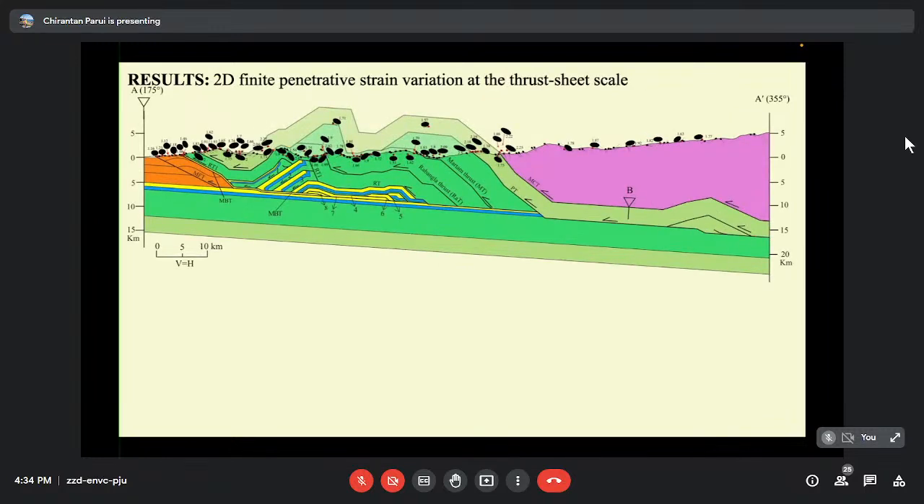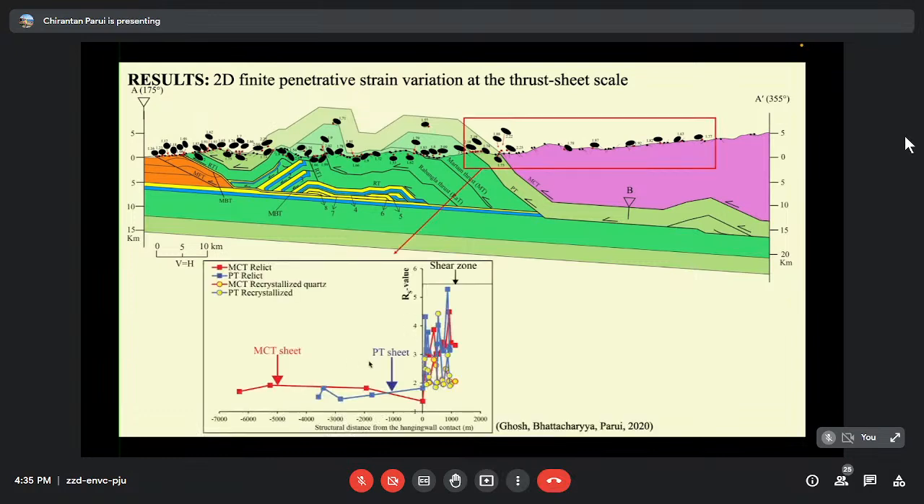So far we have looked at how penetrative strain varies across the full thrust belt. Now let's try to see what kind of pattern they might exhibit if we look at it within a thrust sheet. This is a plot coming from the MCT and the Pelling thrust, and from the plot we can see that the strain magnitude remains lower high up in the thrust sheet, and it increases as we move towards the basal shear zone. It increases within the shear zone, indicating that there is strain localization happening along those discrete shear zones.